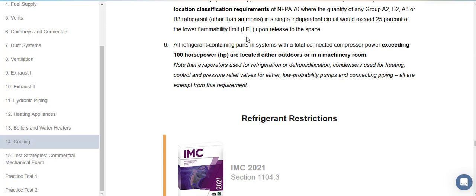And finally, number 6, all refrigerant containing parts in systems with a total connected compressor power exceeding 100 horsepower are located either outdoors or in a machinery room. Note that evaporators used for refrigeration or dehumidification, condensers used for heating, control and pressure relief valves for either, low probability pumps, and connecting piping are all exempt from this requirement.